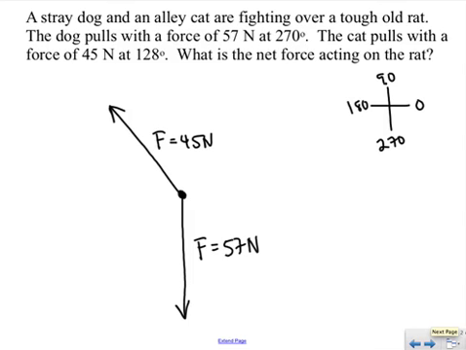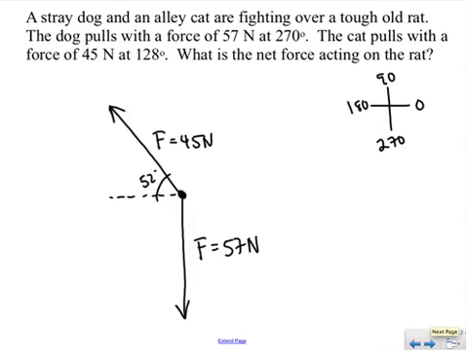And I just want to get a direction here. If I went in that direction there, that would be 180 degrees. So 180 minus 128 would give me this angle in here, 52 degrees. So that's my free body diagram, and that's going to be key for me in figuring out what to do next.